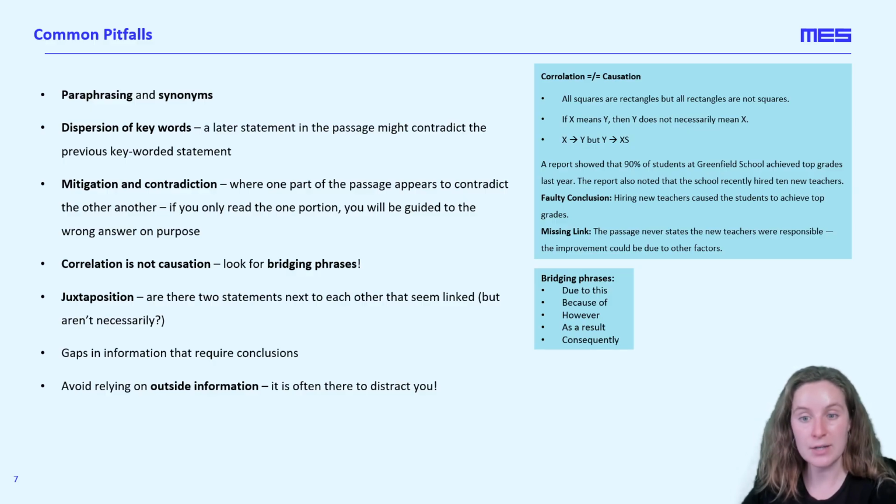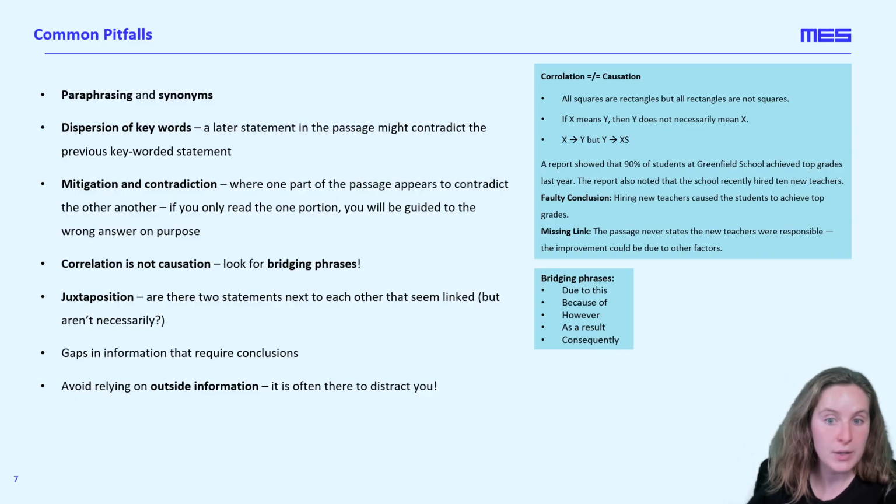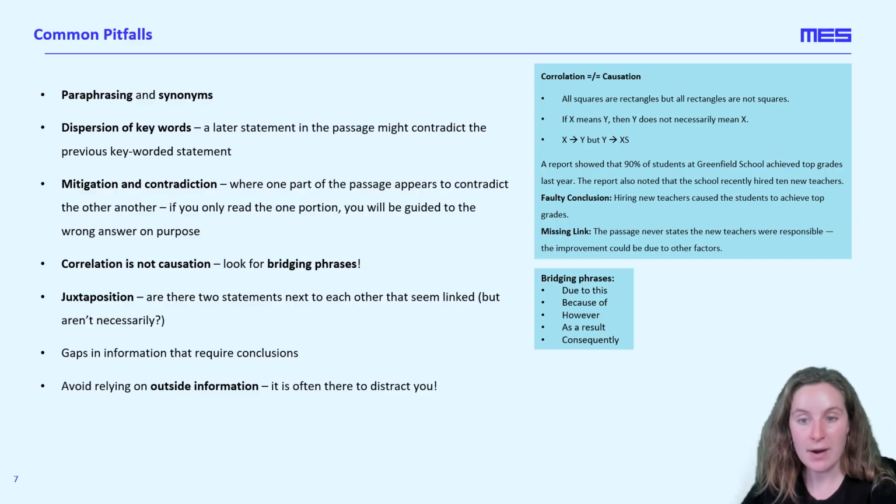This is testing to see if you will stop in your tracks when you first see the keyword and then make all of your conclusions and your decision based on that, rather than skimming the passage carefully and ensuring that nothing else in the passage contributes to what this question is asking you to decide. Same with mitigation and contradiction. One may appear to contradict the other in terms of paragraphs or content across the passage. If you only read one, you will be guided to the wrong answer, and that is on purpose. We don't want that to happen.